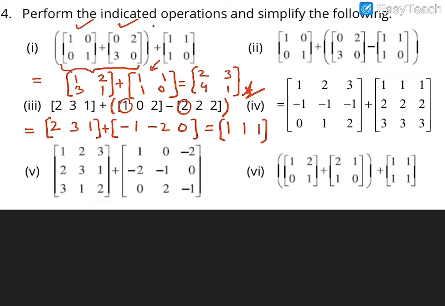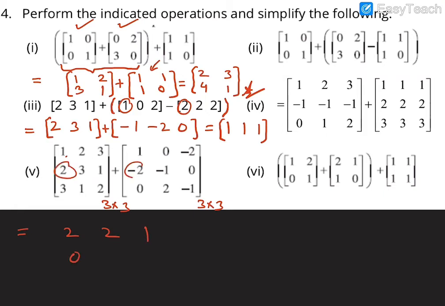Next, part 5. You just need to add the corresponding elements. 1 plus 1, because the order is the same. 3 into 3, and this is also 3 into 3. Addition is possible. So 1 plus 1 will be 2. 2 plus 0 will be 2. 3 minus 2 will be 1. 2 plus minus 2, that is 2 minus 2, will be 0.